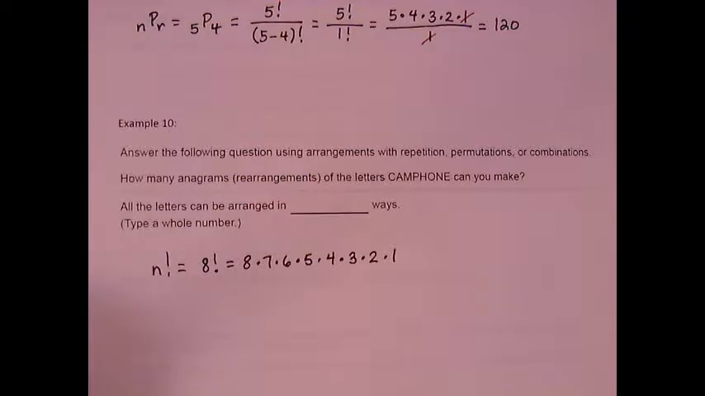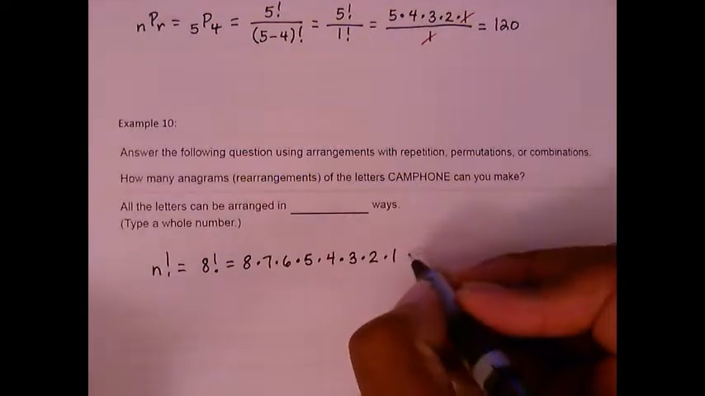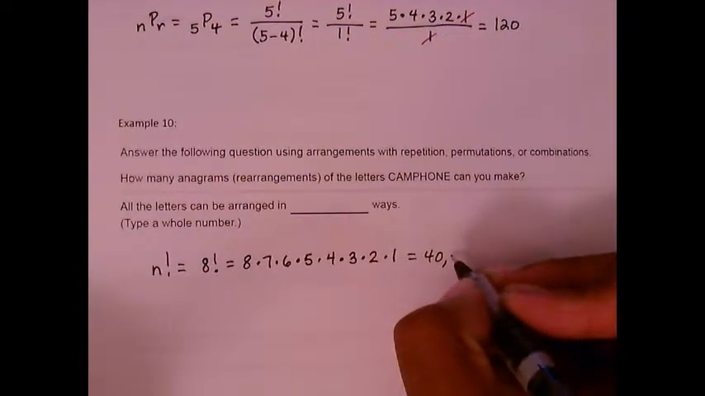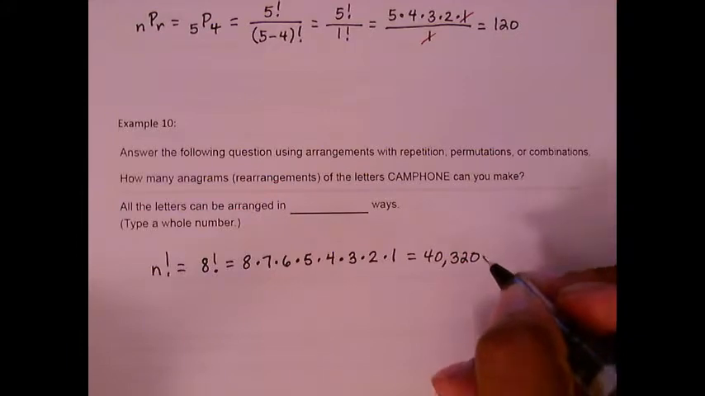Now here we can't use permutations because we're not selecting an arrangement of some number, okay? Because permutations call for selections from a group of n items. Now if I multiply 8 times 7 times 6 times 5 times 4 times 3 times 2 times 1, I'm going to end up with 40,320.